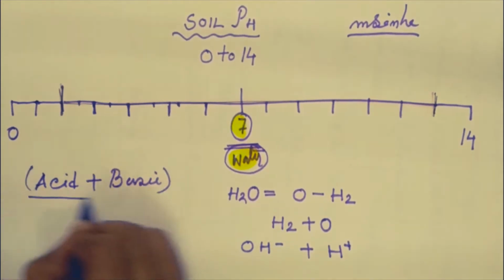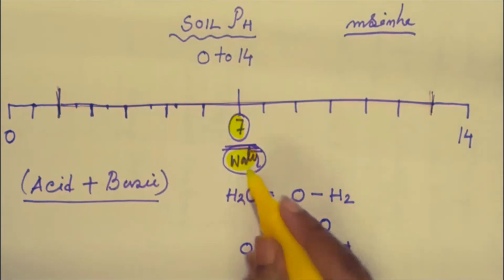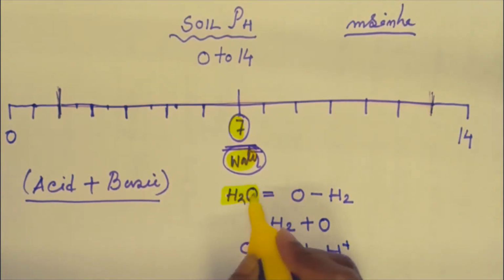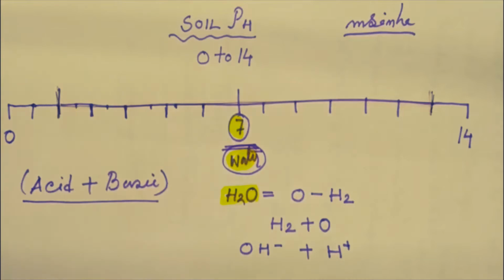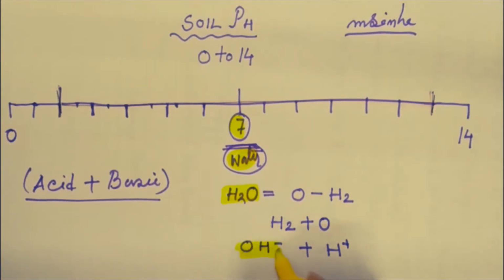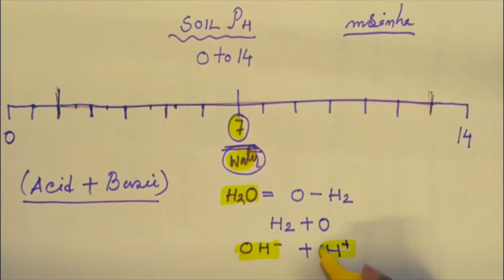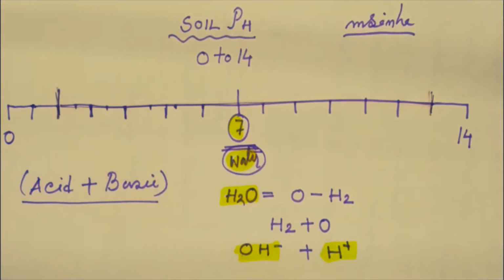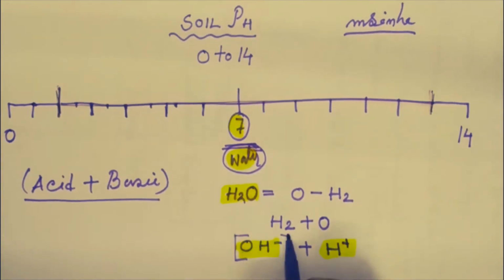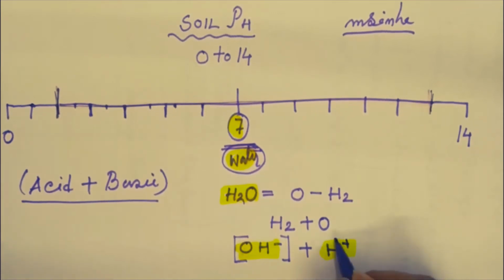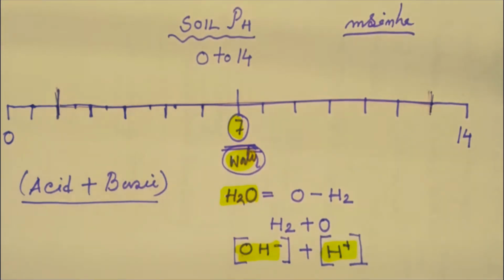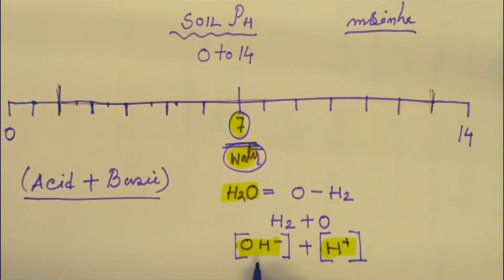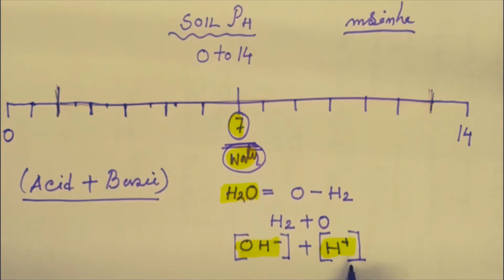This is water, H2O. From a water molecule, we can get the OH minus ion and the H plus ion. The square brackets are designated for the concentration of hydrogen. From water molecules, we get hydroxyl negative ions and hydrogen positive ions.